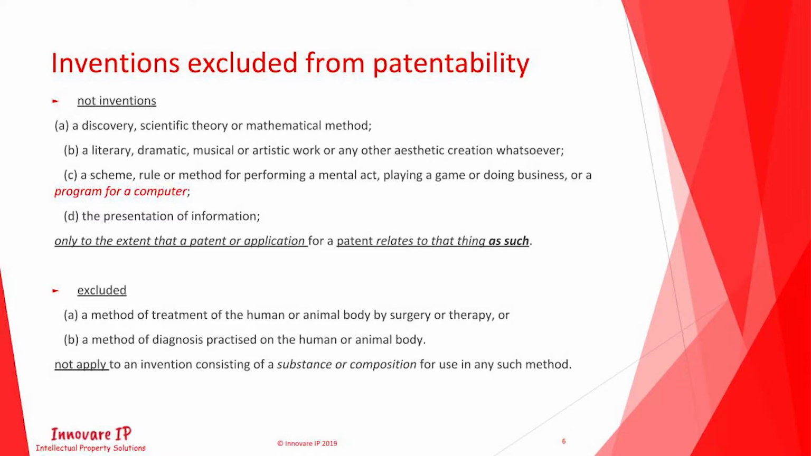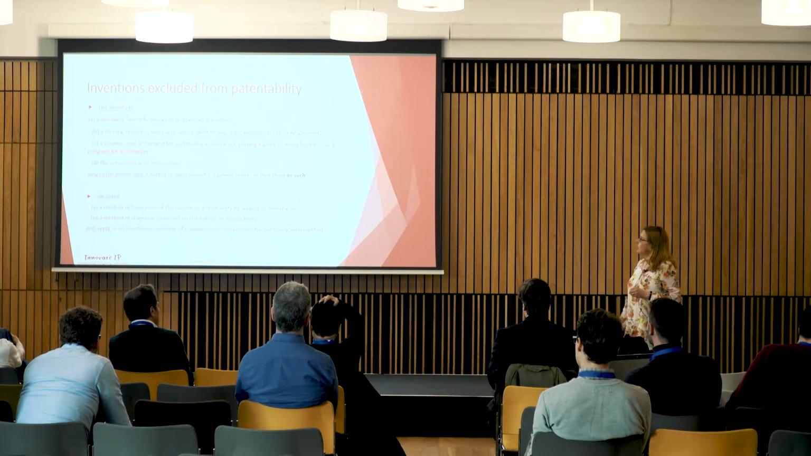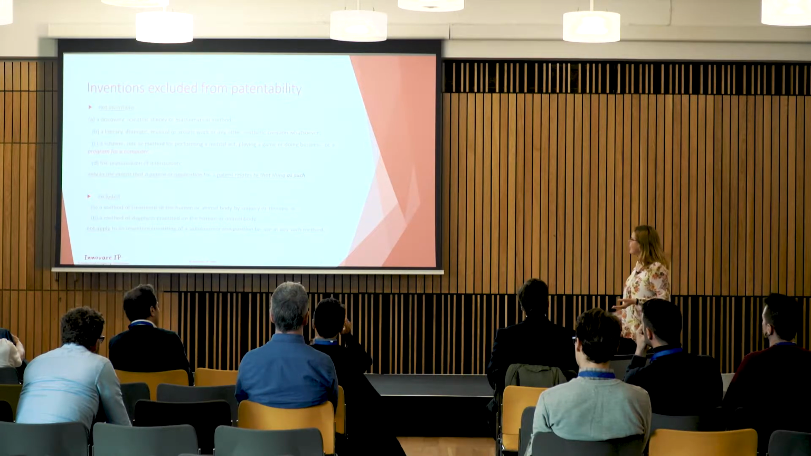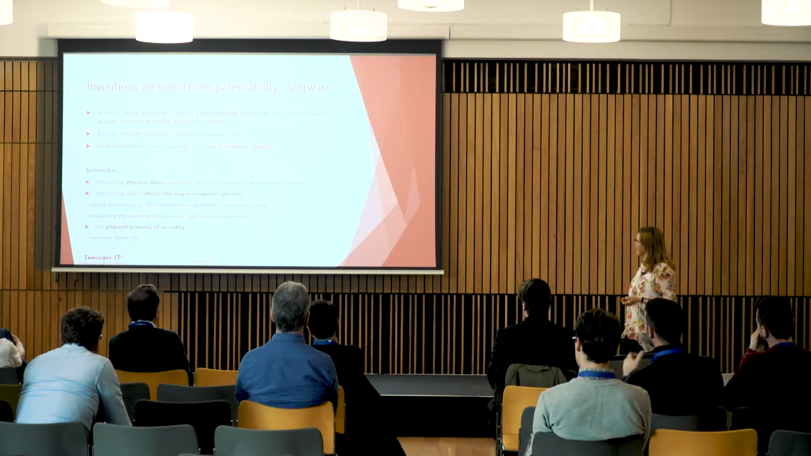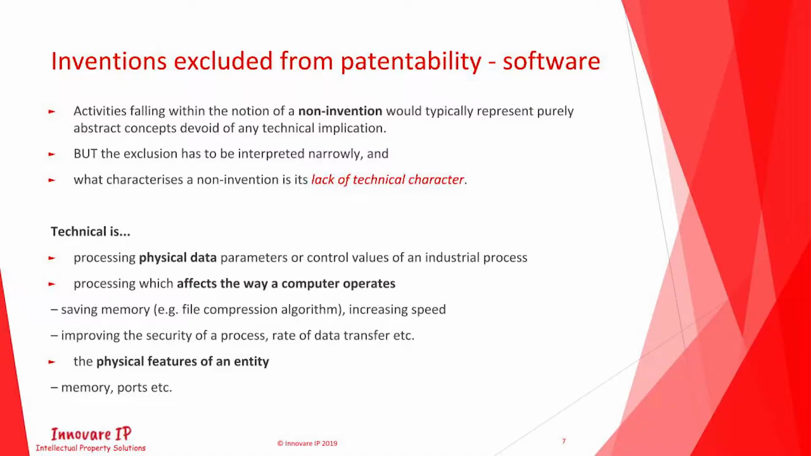So what is it that are not considered as inventions? So discoveries, scientific theories, mathematical methods, literary, dramatic, art, they can be protected by copyright, obviously. And another not invention is a method of performing a mental act, playing a game, doing business, or a program for a computer. But these are only excluded to the extent that the patent relates to that thing as such. So the software code itself is not patentable, but as you will see, we try to find a technical effect associated with that software code.